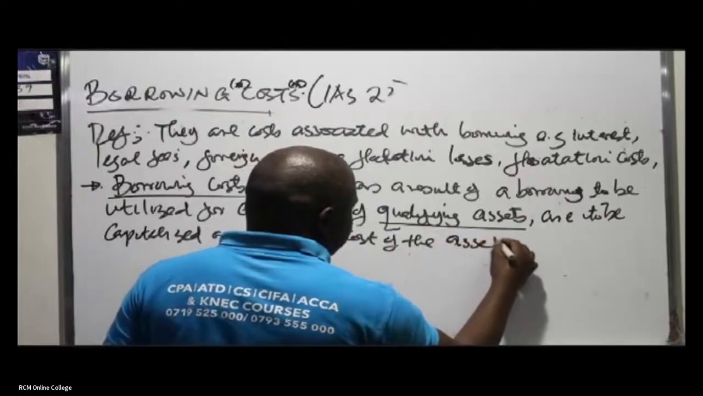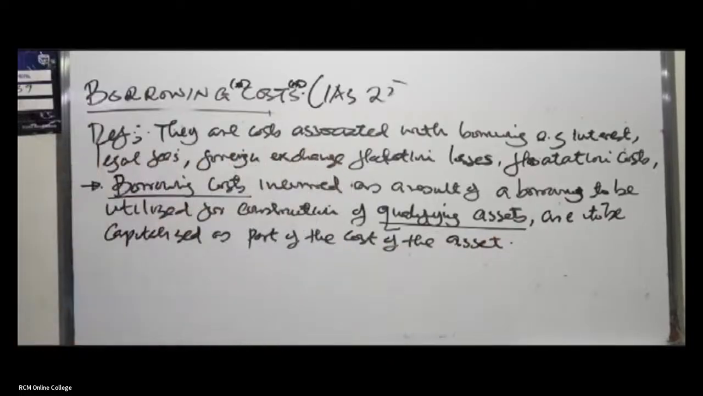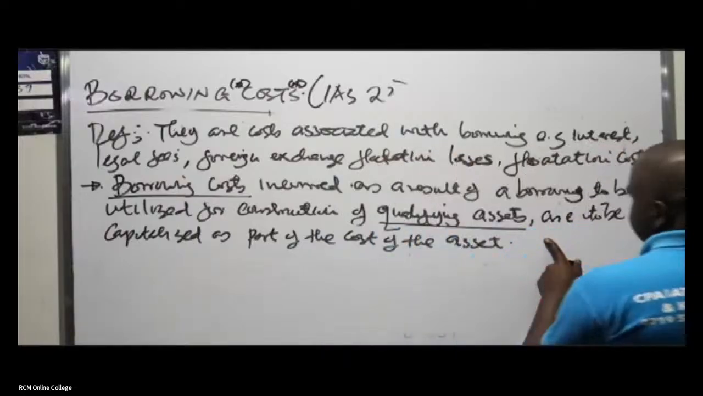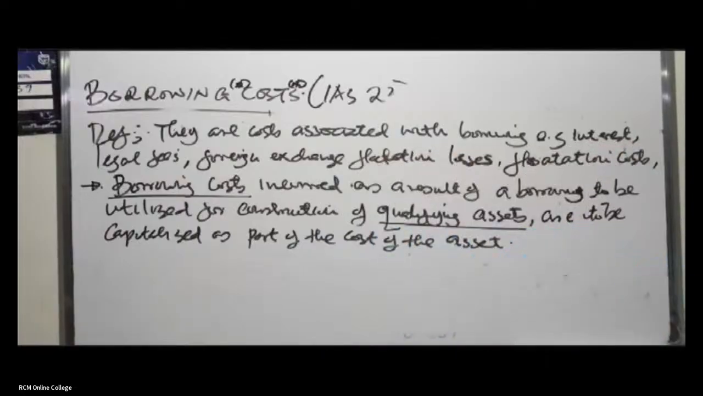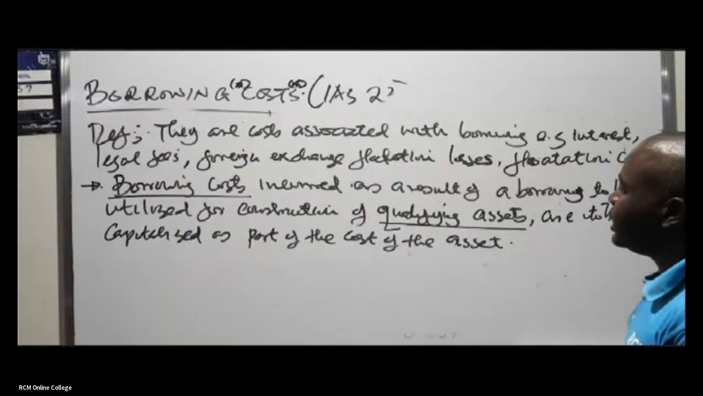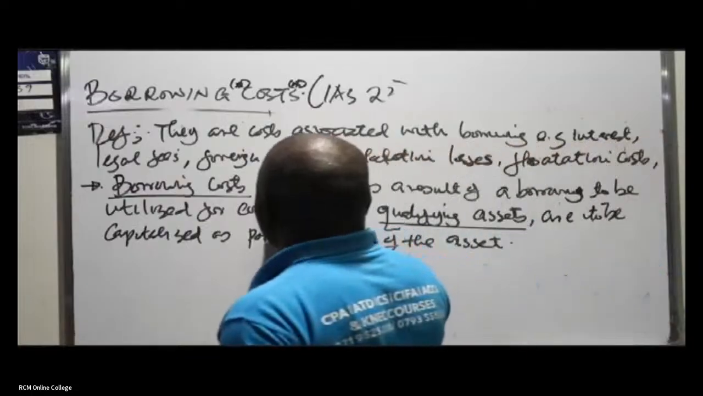That's what I'm just trying to explain there. So there's a new term coming here, qualifying assets. Those assets that qualify for us to say the borrowing cost incurred for the amount borrowed to construct such assets can actually be capitalized. So what is a qualifying asset?